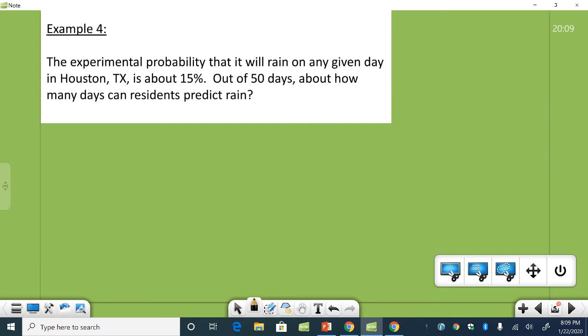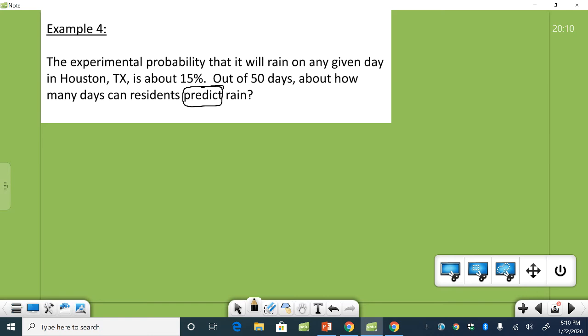All right, example 4, the experimental probability that it will rain on any given day in Houston, Texas is about 15%. Out of 50 days, about how many days can residents predict rain? There's my key word. That's telling me I need to be able to predict rain. So this one actually is a little bit easier than you guys probably think.